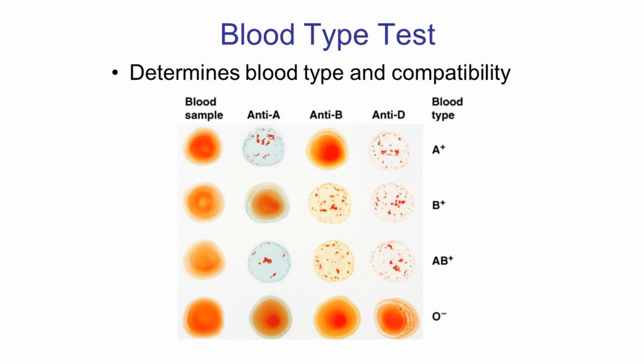However, when their blood is treated with the anti-D or the anti-RH factor antibody, they get clumping, meaning that that antigen, the RH antigen, is present. D means RH in this case.